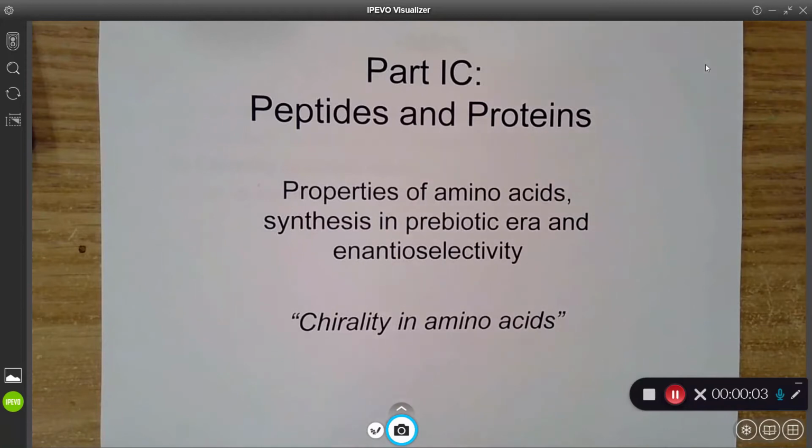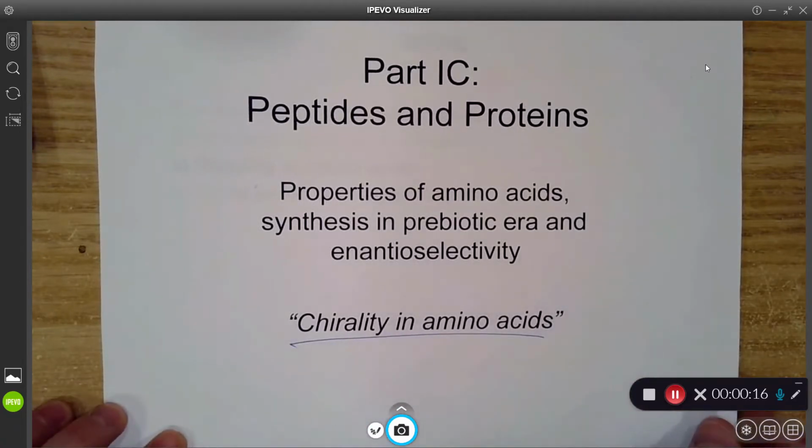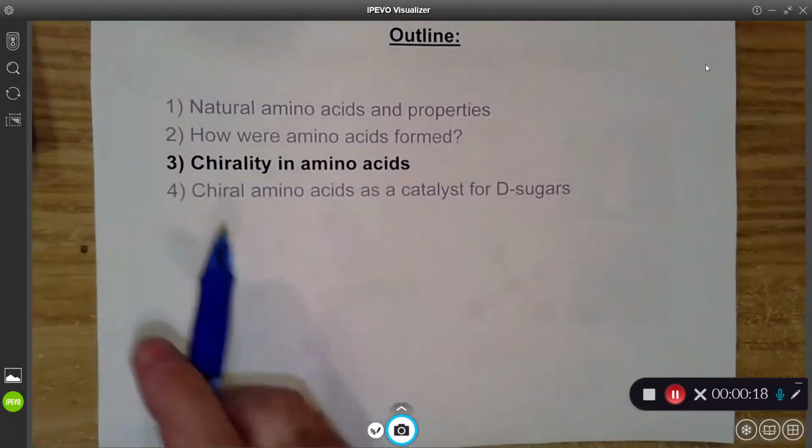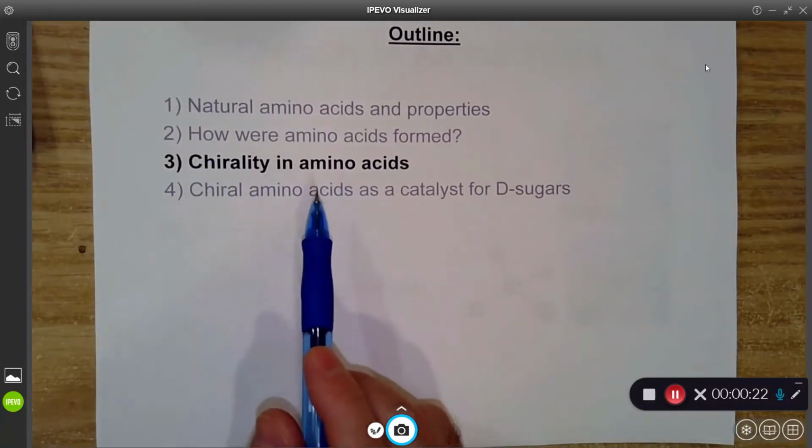Everyone. Welcome to part 1C of Peptides and Proteins. This is the third module called Chirality in amino acids. Okay, so as you can see, if we look at our roadmap, we are here at number 3, chirality in amino acids.